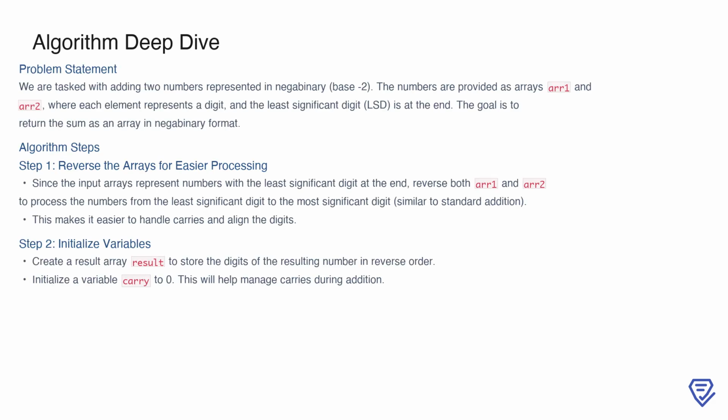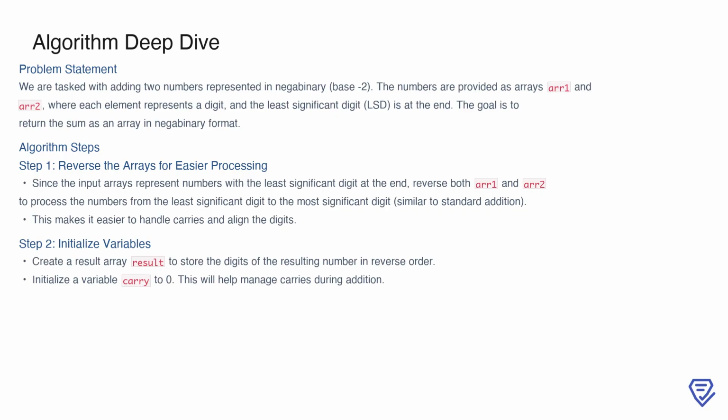To solve the problem of adding 2 numbers represented in Negabinary, we need to approach the task step by step. The numbers are provided as arrays, where each digit represents a value in base-2 and the least significant digit is at the end of the array. The goal is to compute their sum and return it as an array in the same Negabinary format.